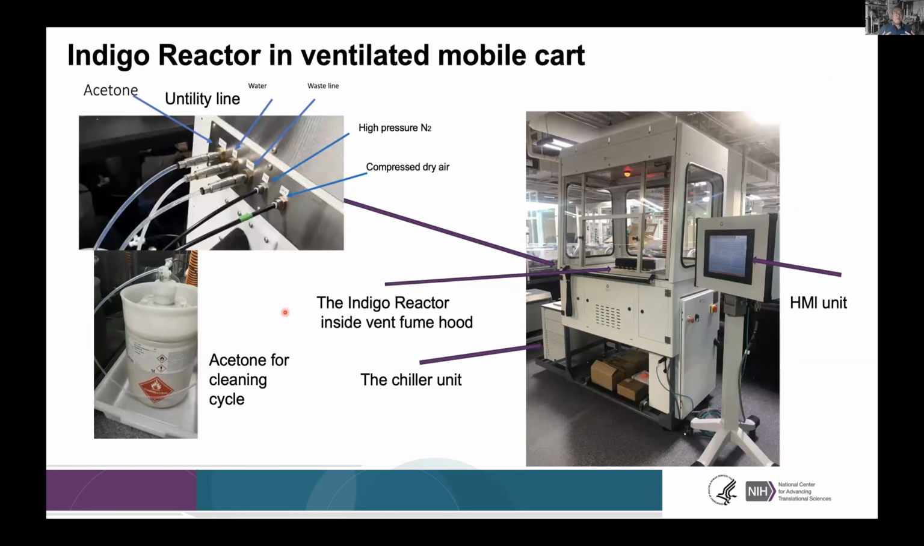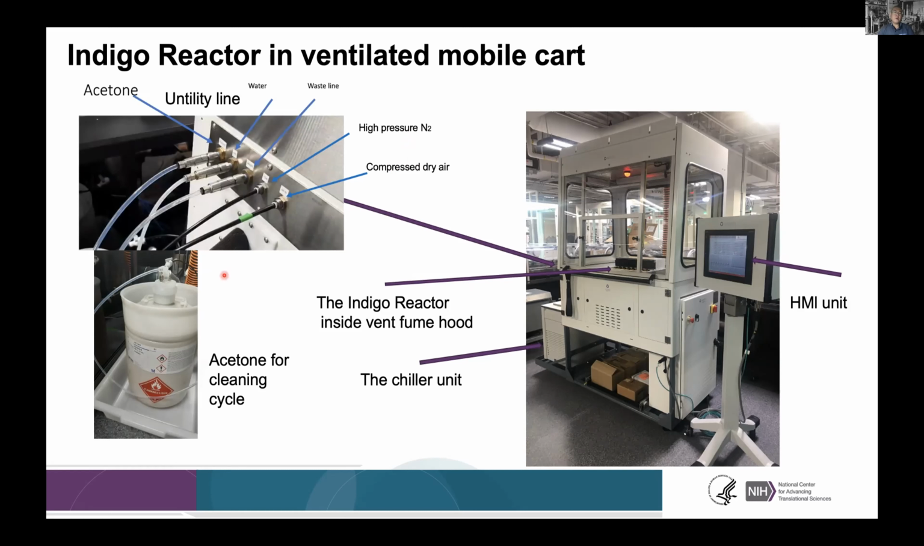So here we're talking about a lot of functions. This is the mobile cart we currently have in the San Diego Eli Lilly LS2 automation lab, and this is the mobile cart for Indigo. There are a lot of lines you can see. These are the utility lines providing a lot of functions, like the high pressure nitrogen providing pressurization inside the reactor, and the compressed dry air providing the pneumatic power to close the arm and seal the reactor. We also have the acetone, water, and waste lines for all the cleaning cycles.